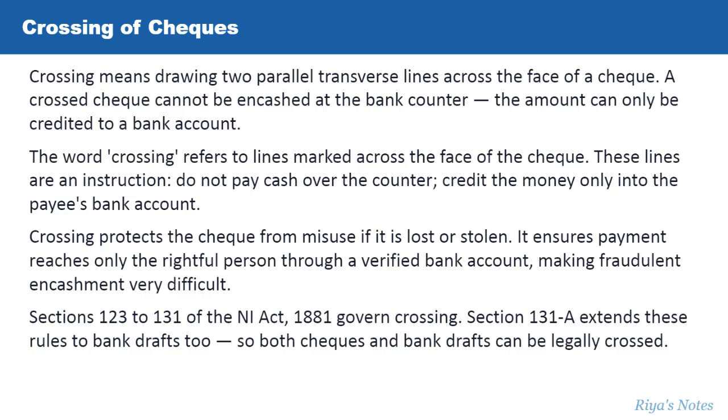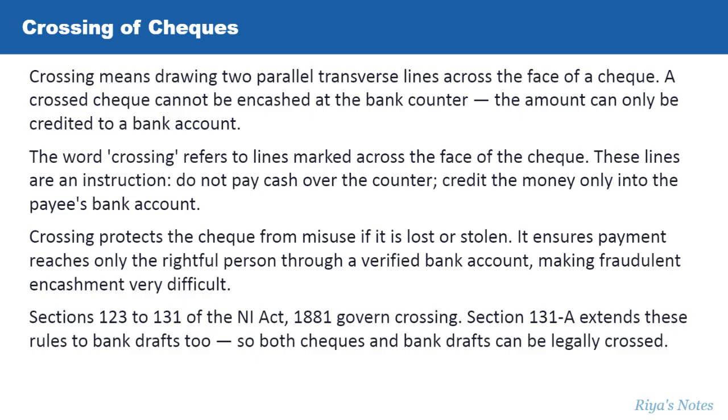Crossing of checks. Crossing means drawing 2 parallel transverse lines across the face of a check. A crossed check cannot be encashed at the bank counter. The amount can only be credited to a bank account. The word crossing refers to lines marked across the face of the check. These lines are an instruction: do not pay cash over the counter. Credit the money only into the payee's bank account.